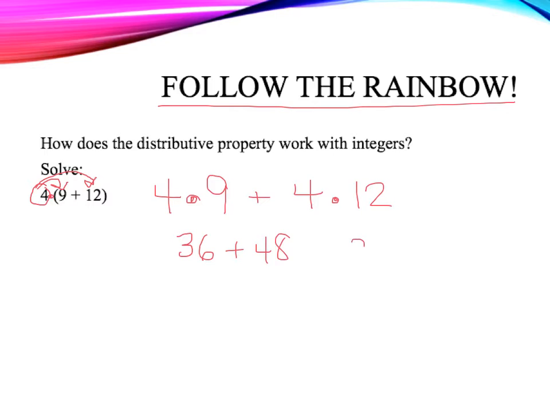So I can go ahead and say 36 plus 48. And I know that 8 plus 6 is going to give me 14, and I can carry my 1. And 4 plus 3 plus 1 is going to give me 8. So my final answer is 84.